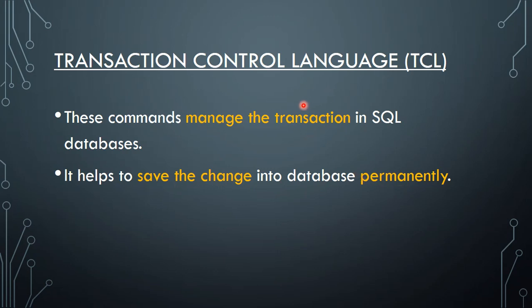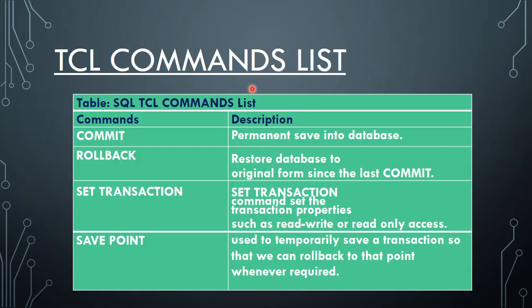So let's see the tabular column. TCL commands list. See the commands. There are 4 commands: commit, rollback, set transaction, and save points. So commit எதுக்காக யூஸ் பண்றாங்க அப்படினா, to permanently save into the database. So any changes we make will be saved permanently in the database with the help of the commit command.